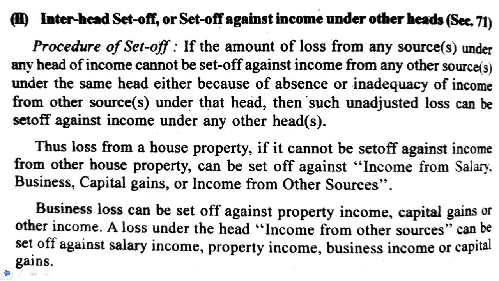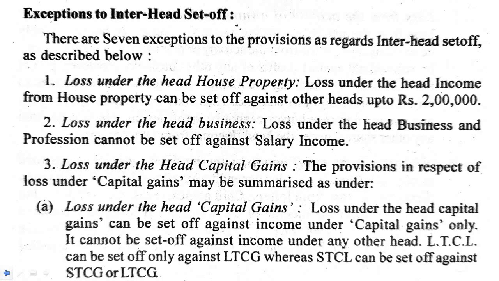Thus, loss from a house property, if it cannot be set off against income from other house property, can be set off against income from salary, business, capital gain, or income from other sources. Business loss can be set off against property income, capital gain, or other income. A loss under the head income from other sources can be set off against salary income, property income, business income, or capital gain. Exception to inter-head set off.